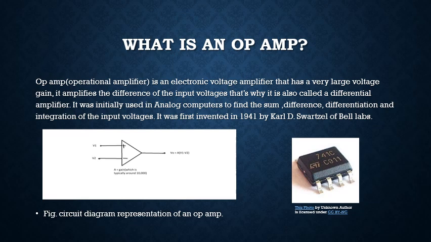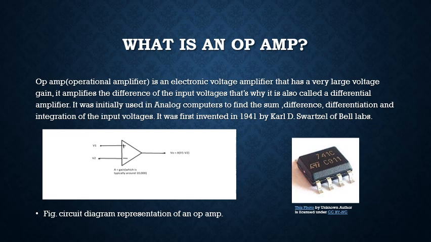It was initially used in analog computers. In analog computers, it was used to find the difference, sum, differentiation, and integration of the input voltages. It was first invented in 1941 by Carl D. Schwartzel of Bell Labs. Now, this is the circuit diagram representation of an op-amp, which is like a triangle.